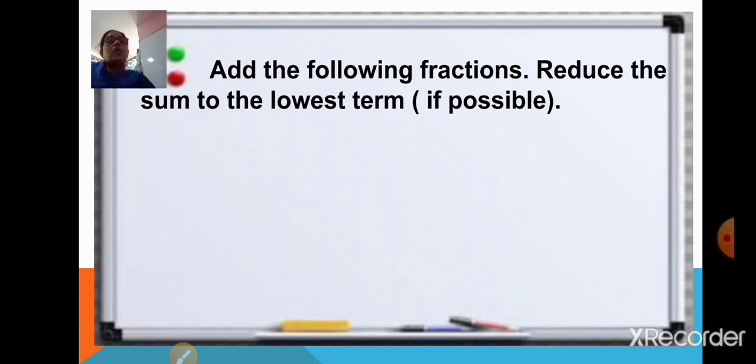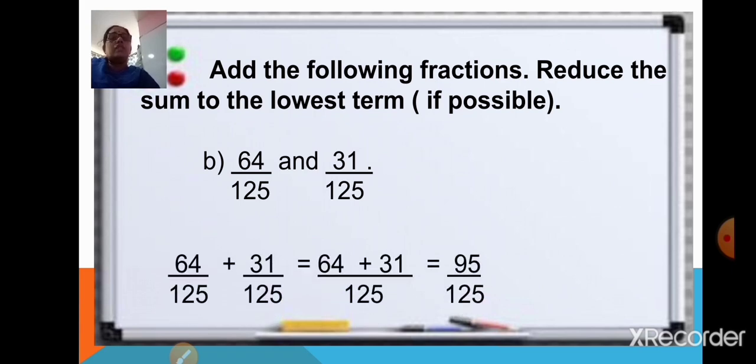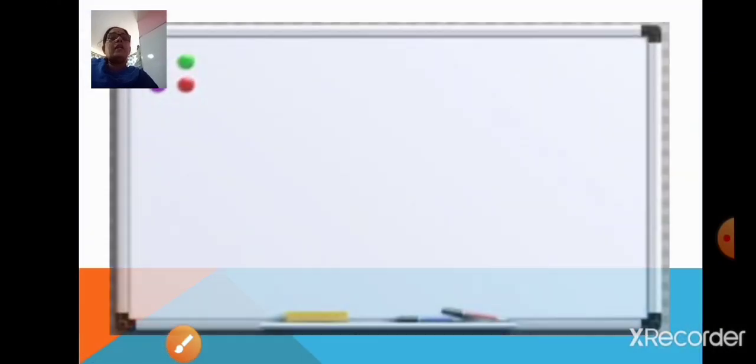So let us carry out the sum. The first one is 64 upon 125 and 31 upon 125. Here the denominators are same, so you can easily carry out the addition. So 64 upon 125 plus 31 upon 125 comes to 64 plus 31 upon 125. So your answer is 95 upon 125. As the denominators are same, you can just carry out the addition and write the answer. Coming to the second sum.